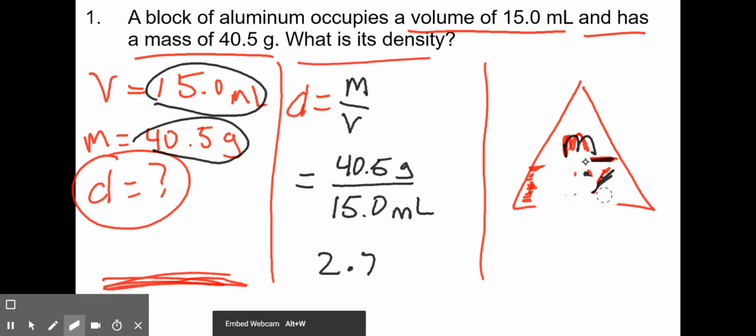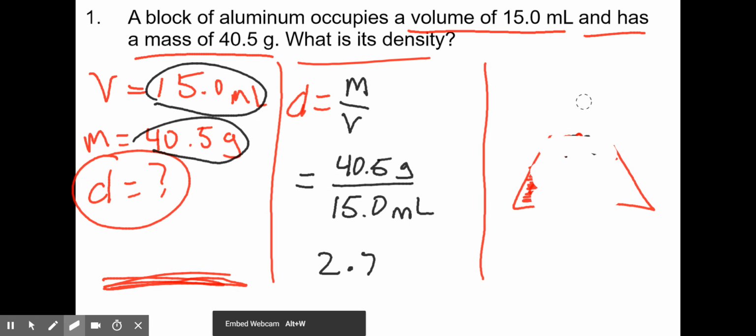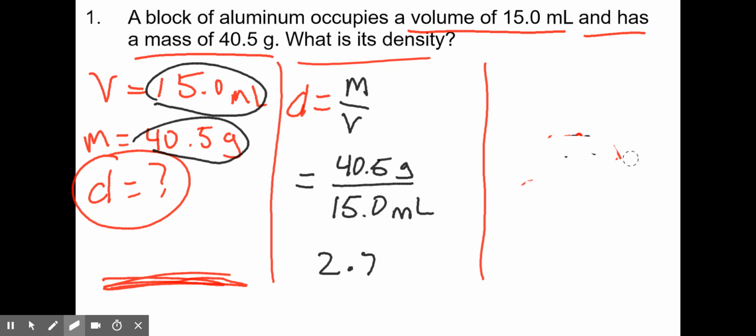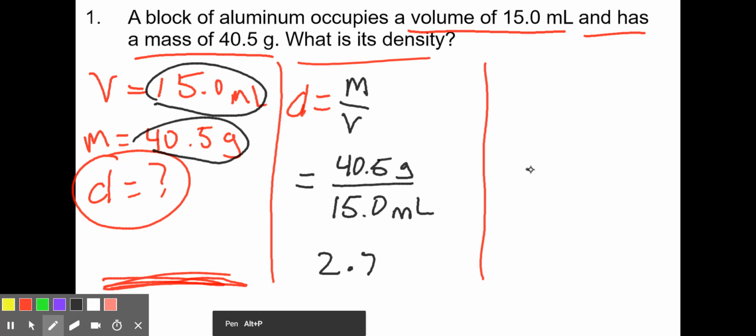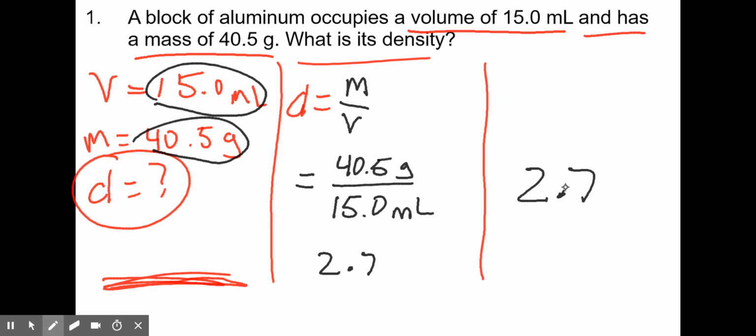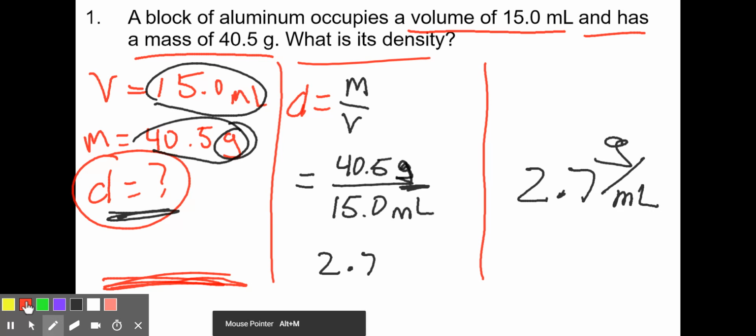2.7. Over in this section, this is our third section, you'll put your final answer with the correct unit. So over here, you're going to write 2.7. And we solve for density. What is density? Density is mass, so the mass unit, grams, divided by milliliters, or grams per milliliter.